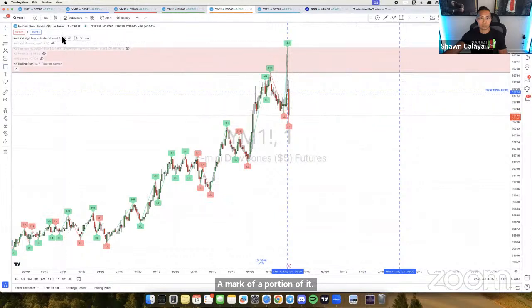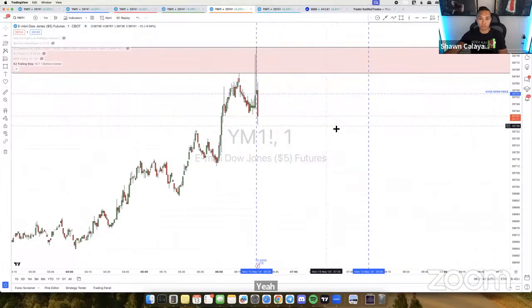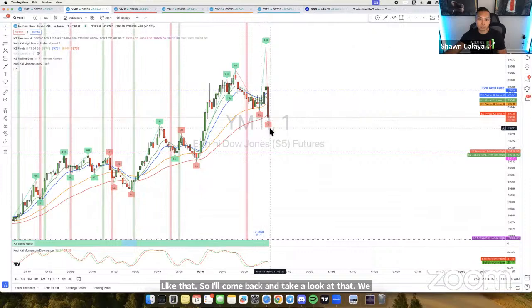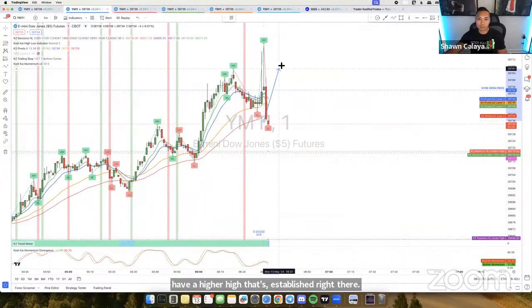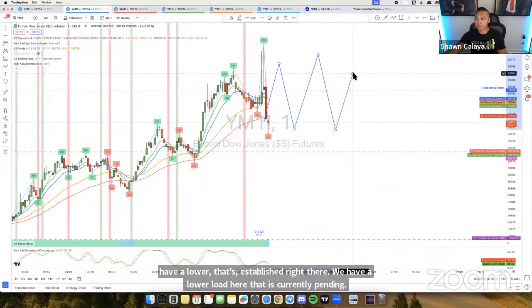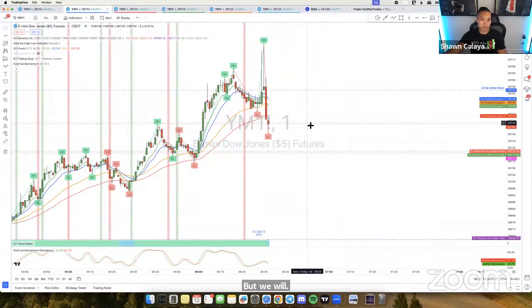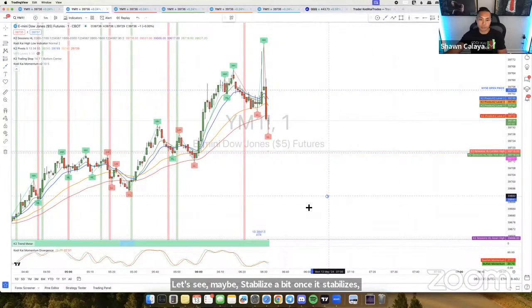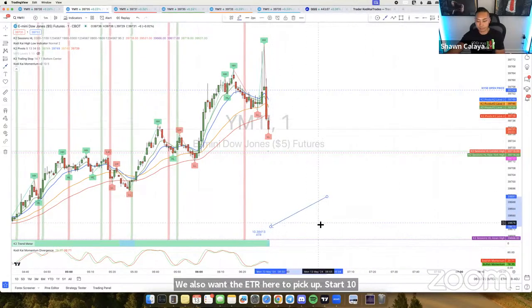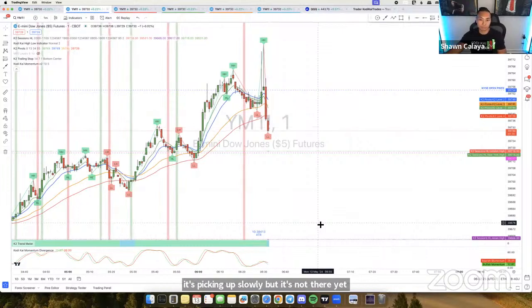A portion of it like that. So I'll come back and take a look at that. We have a higher high that's established right there. We have a lower low here that is currently pending. So if this becomes the case, I mean, this might just be the range between this area here. But we'll see. And we just gotta wait for the market to kind of stabilize a bit. Once it stabilizes, we'll have structure to kind of follow. And we also want the ATR here to pick up, still at 10 ATR. So it's picking up slowly, but it's not there yet. We want it to be somewhere around 15.